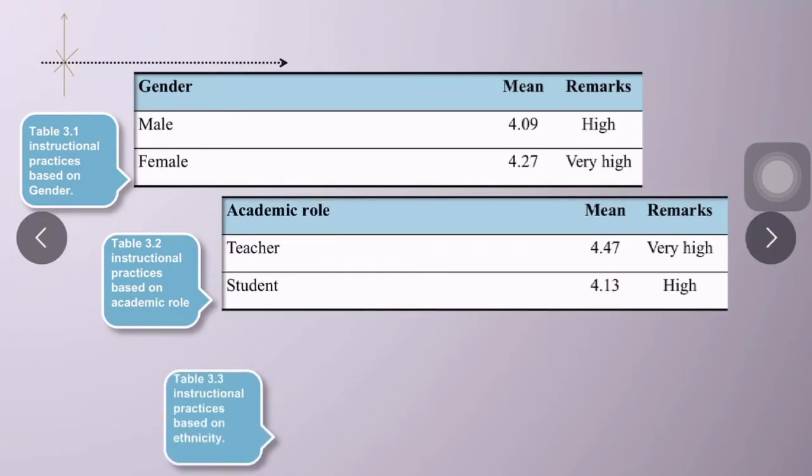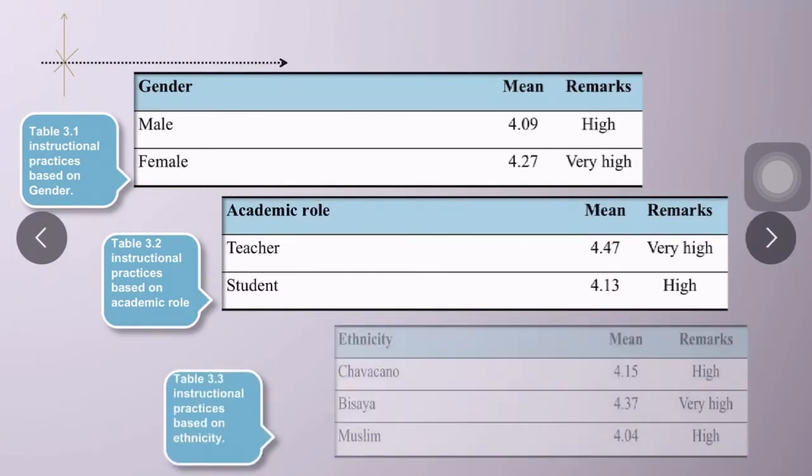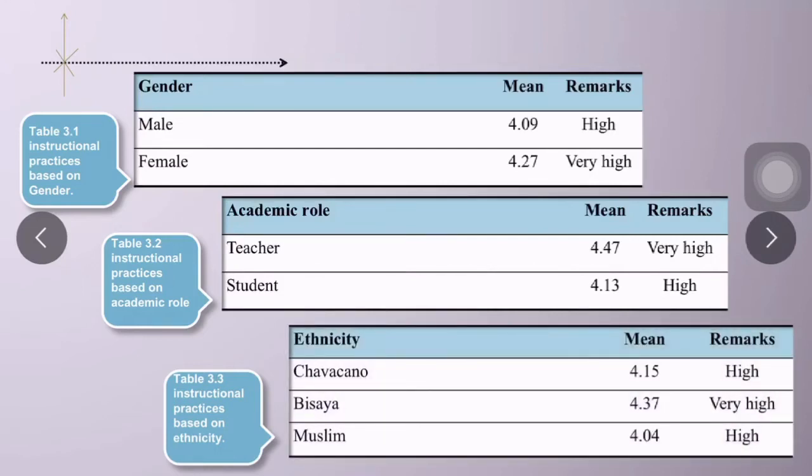Table 3.3 instructional practices based on ethnicity. Table 3.3 indicated that Chavacano and Bisaya both obtained high remarks, showing that they believe that teachers are integrating cultural diversity into their lesson. In contrast, the Muslim respondents got a very high remark with a mean of 4.37, showing that teachers are integrating instructional practices about cultural diversity into their lesson.